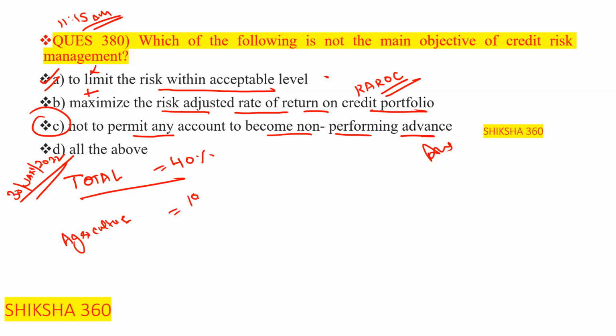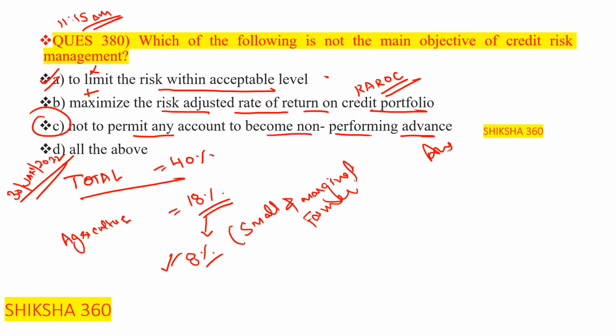Agriculture target is 18%. Clear? Out of that, 8% is for small and marginal farmers. I think they have asked this question, that is 8% for small and marginal farmers.